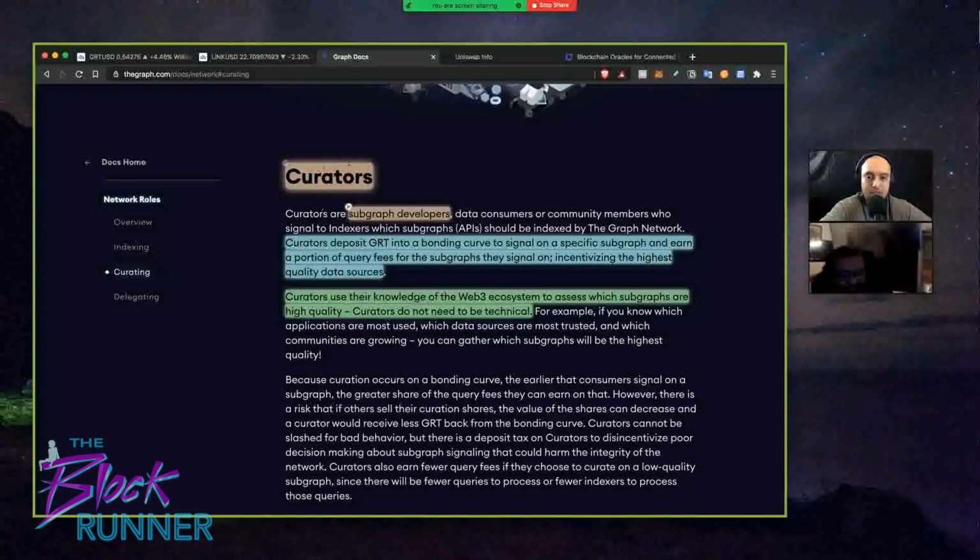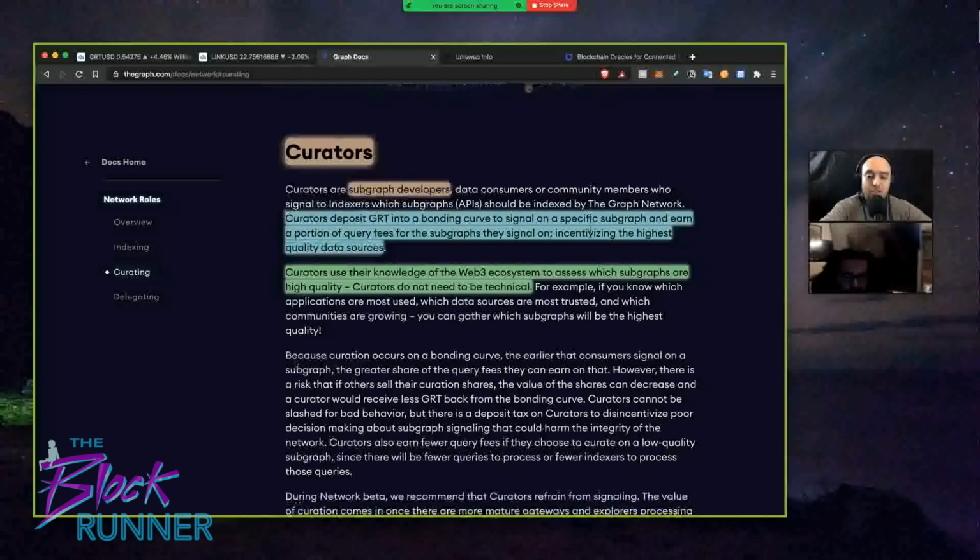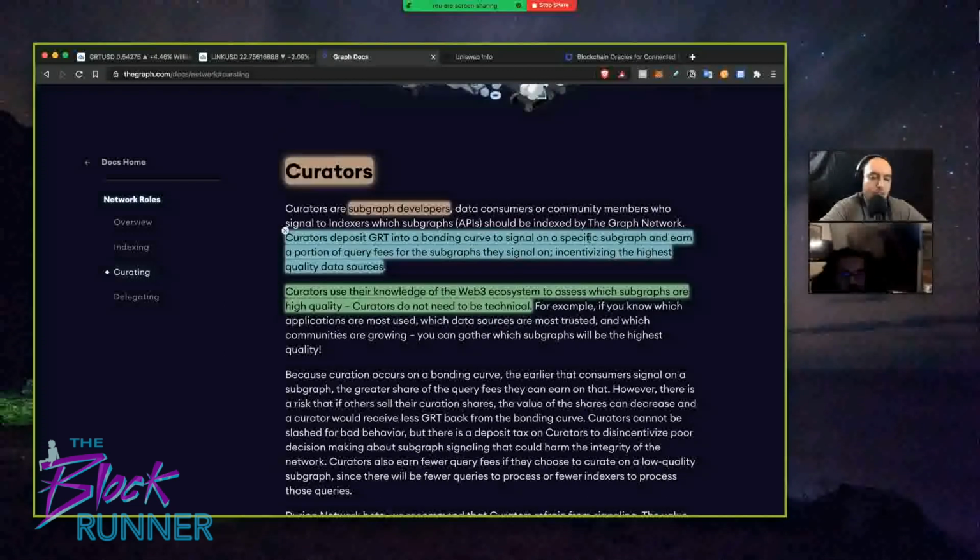Right. Absolutely. Curators. So curators are subgraph developers, and curators deposit GRT tokens into a bonding curve to signal on a specific subgraph and earn a portion of the query fees for the subgraph they signal on, incentivizing the highest quality data sources. So think about how in a centralized service that The Graph would otherwise be providing, they hire their own developers and build their own subgraphs of data that they think the community is going to want.